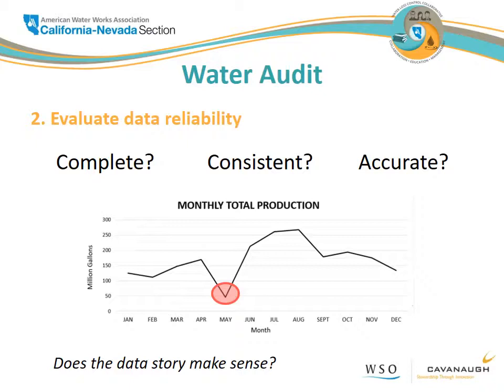This is a great example just on the screen of a case where we would be somewhat suspicious of whether this total production value was complete. If I got monthly data that looked like this, I'd scratch my head a bit and say, what happened in May? Either our plant went offline, and I want to make sure that that was actually the case, or we're missing a sizable chunk of data here. That's where the question, does the data story make sense, comes in. For each volume that the audit asks of us, we want to ask questions of the data to understand whether we're working with the right numbers and therefore getting a good understanding of our water losses in the end.